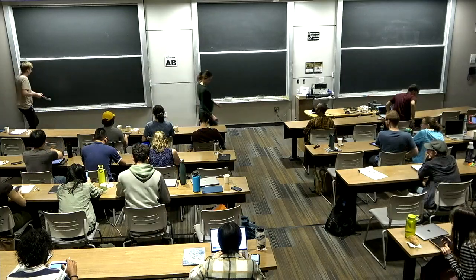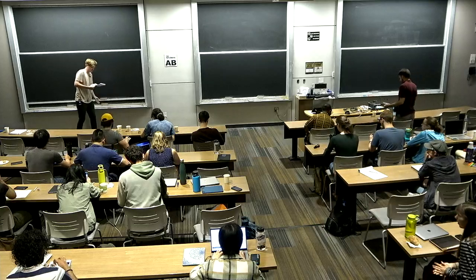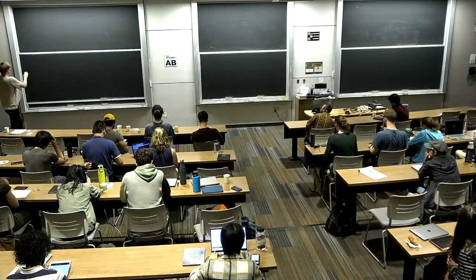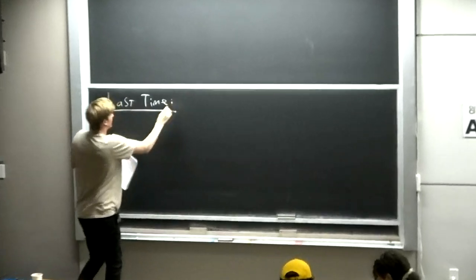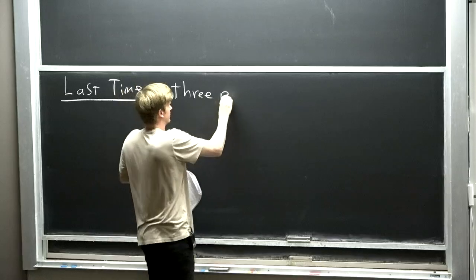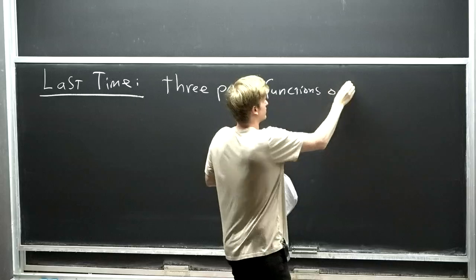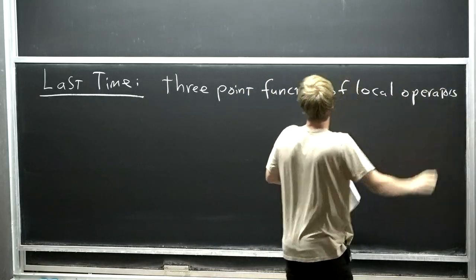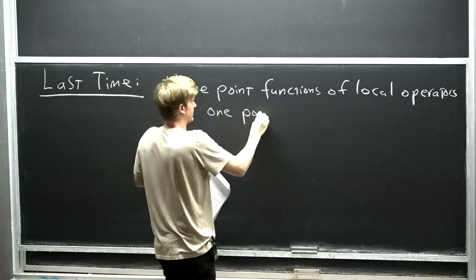Okay, perfect. So today we're going to continue and hopefully conclude our discussion of the connection between these collider physics observables and correlation functions. And so last time, what we were working on, before I started going over time, was the relation between 3-point functions of local operators and 1-point functions of fluxes in colliders.